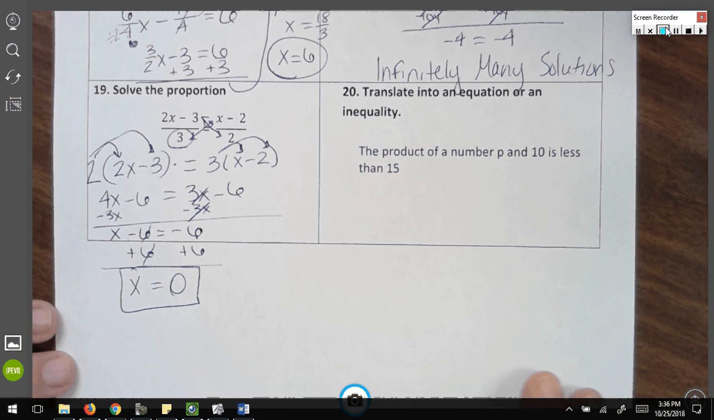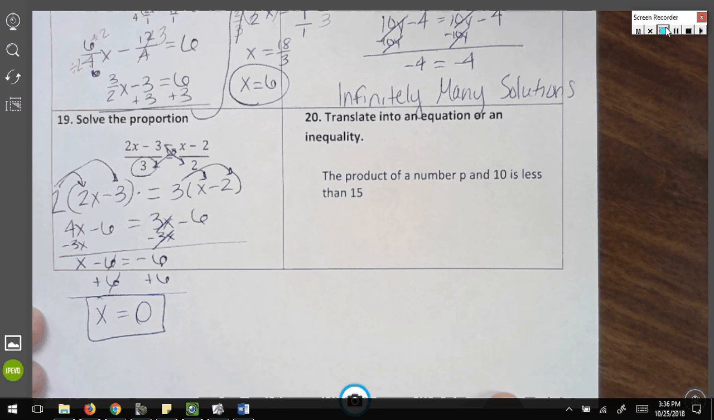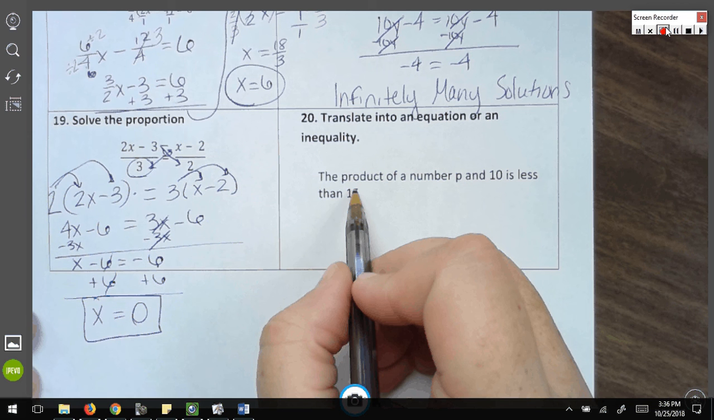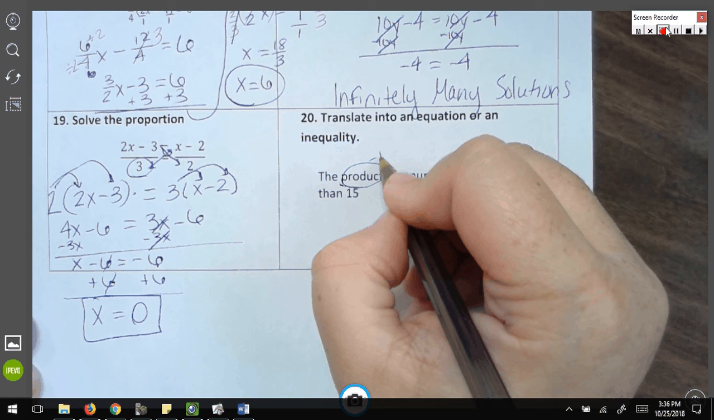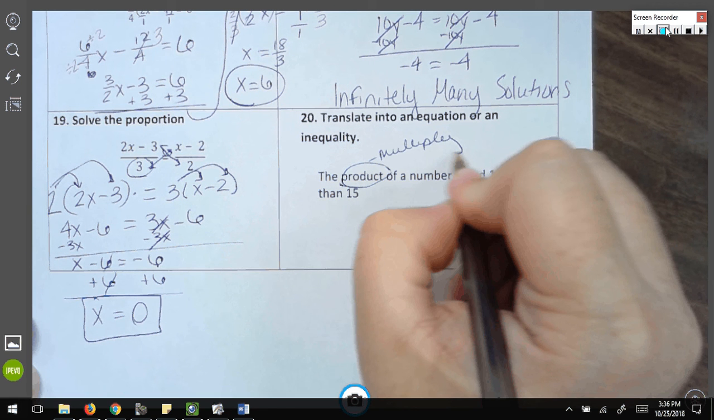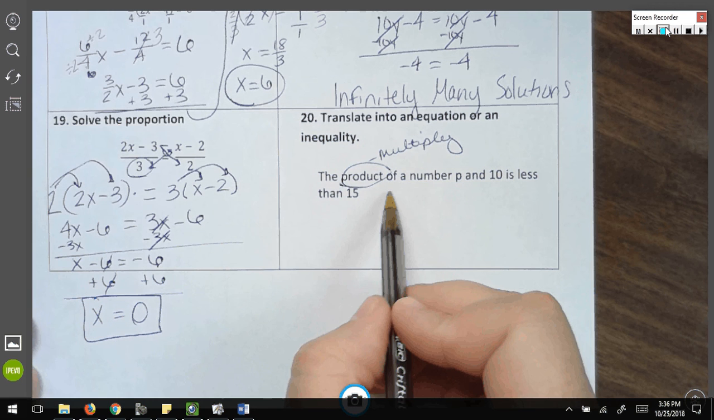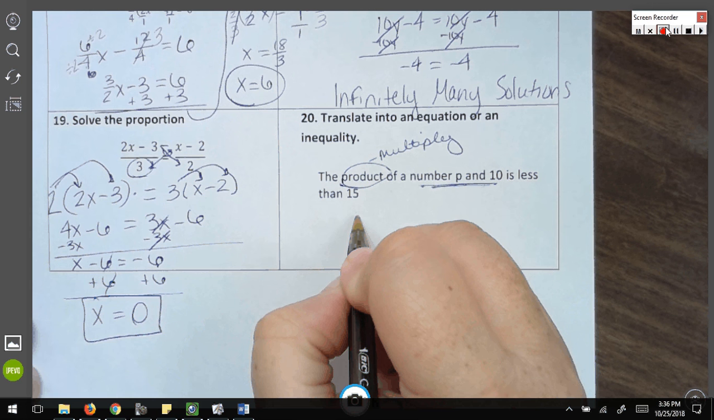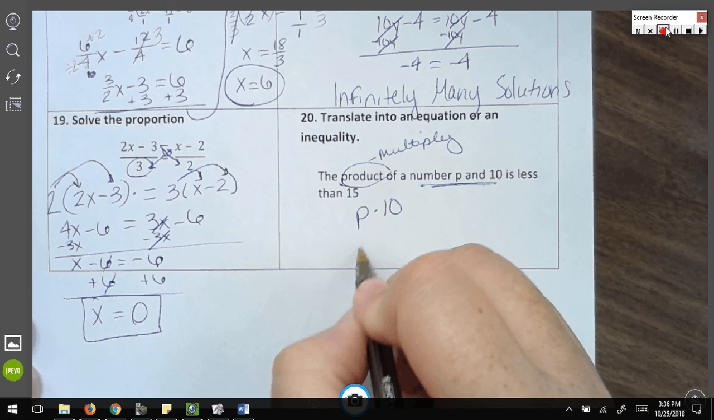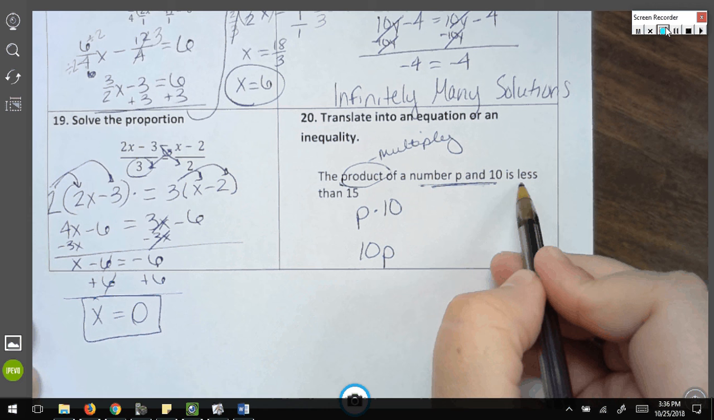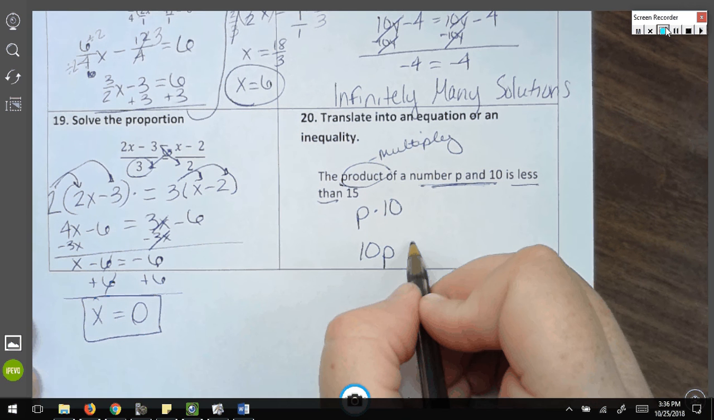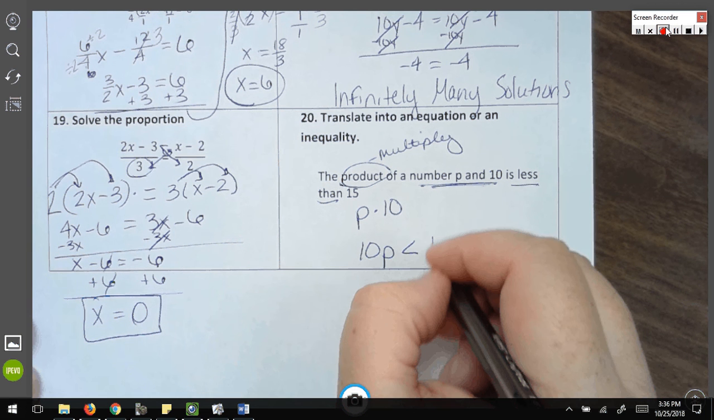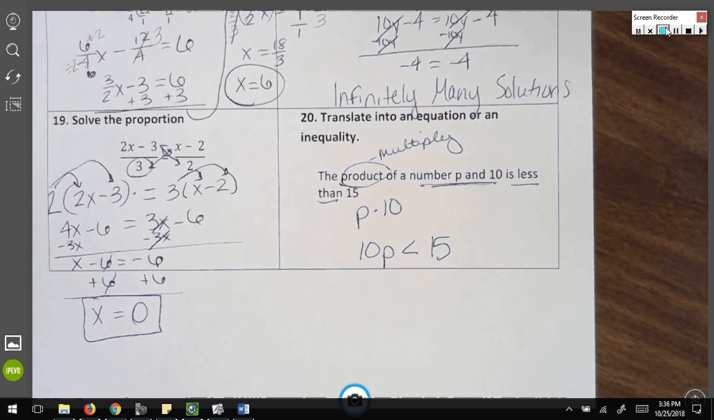And the last one here, translate into an equation or an inequality. So what I want to do is some interpreting. Okay, product I know means to multiply. So I'm multiplying a number p and 10. So p times 10, or I could write that as 10p, is less than, not take the number away, but is less than 15. And there you have it.